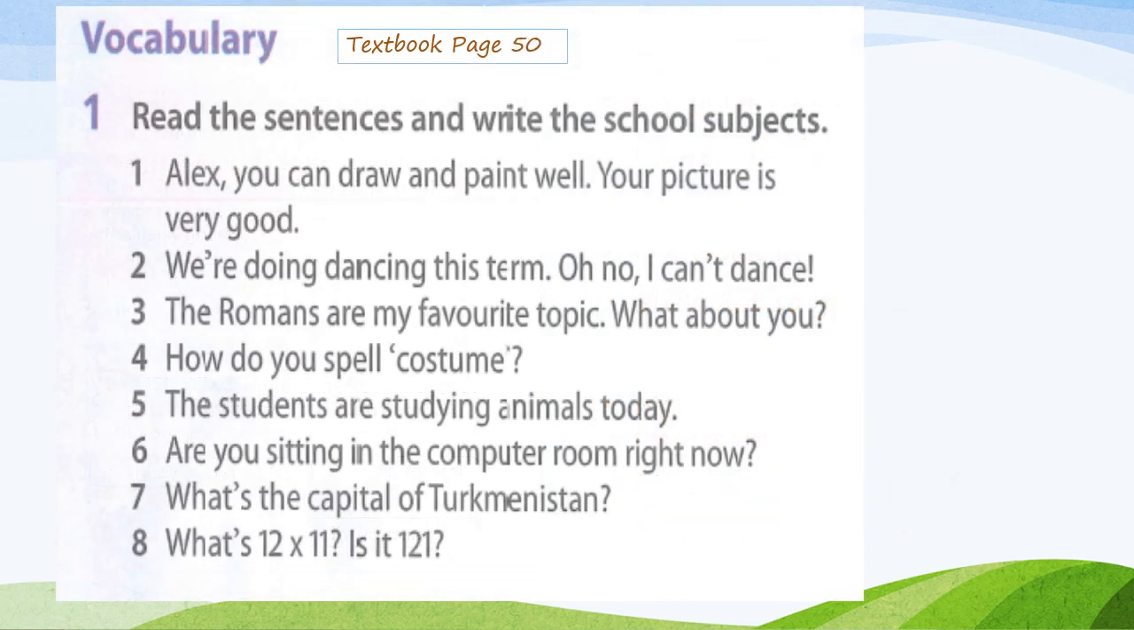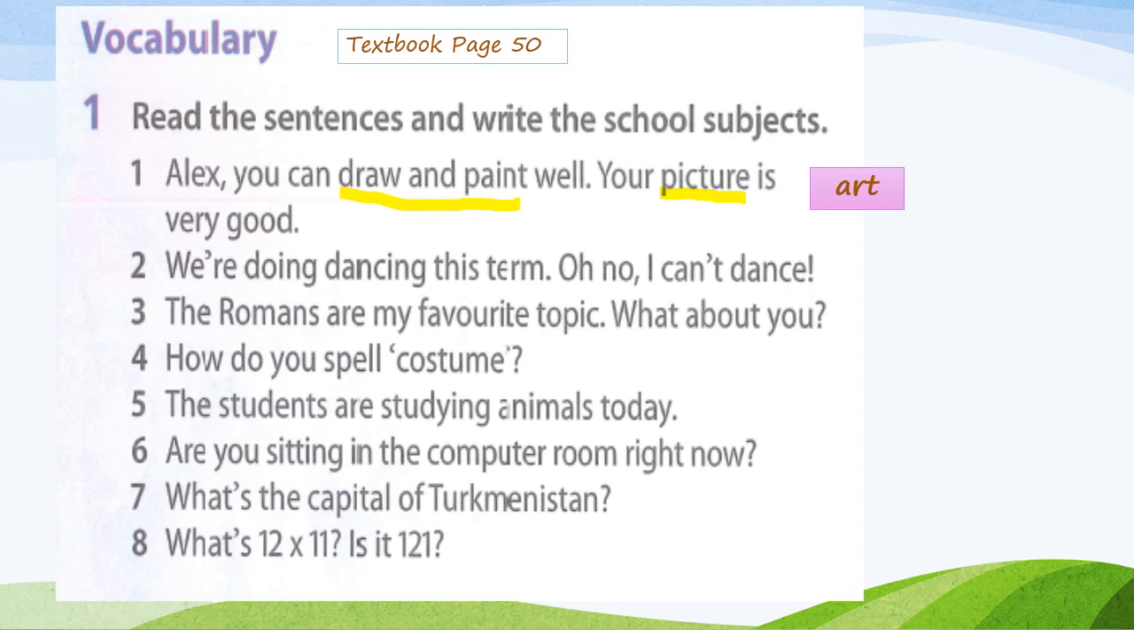Right, now, can you please read these sentences and guess which subject the sentence is referring to? So, for example, number 1, you can look at page 50 if you want. Alex, you can draw and paint well. Your picture is very good. So which subject do you think this person is talking about? The keyword here would be draw and paint. So what subject is that? Art, correct. So these are the keywords. When we read a sentence, we get the keywords and we will understand what the sentence is talking about.